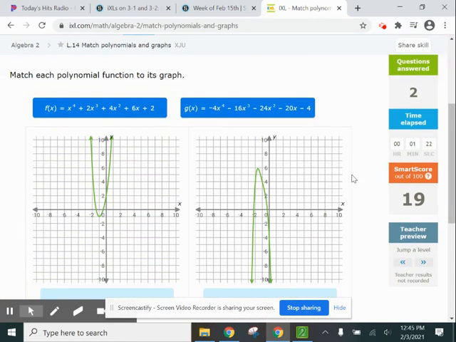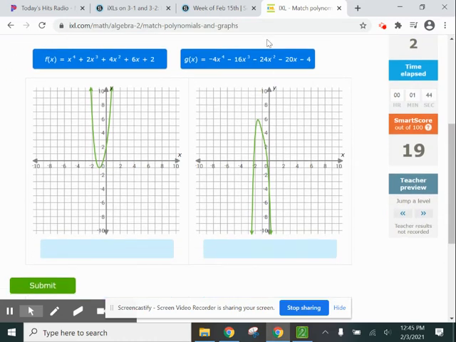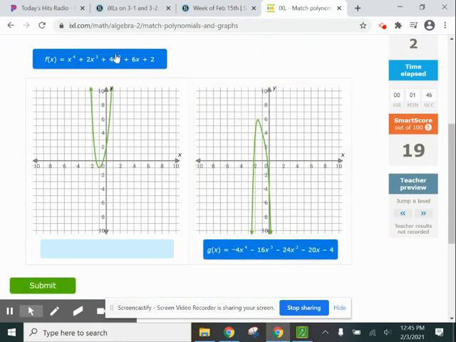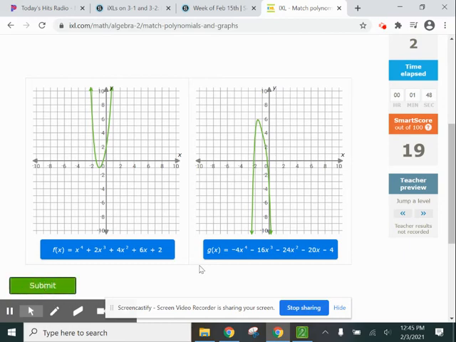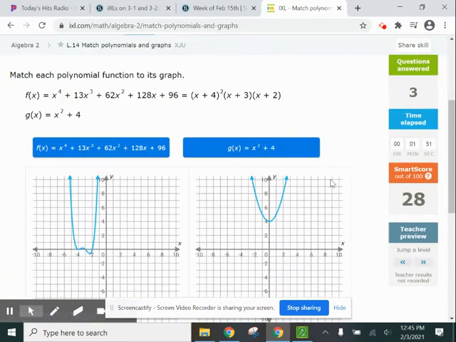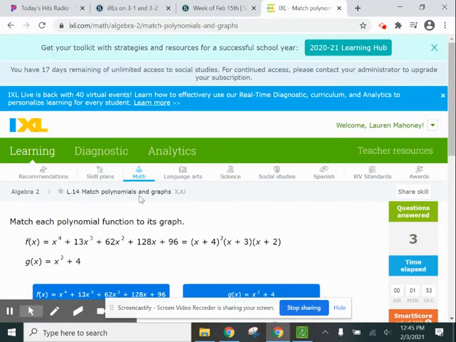You can also use y-intercepts. The y-intercept is the number at the end of your polynomial, and that's where you have to cross the y-axis. So you notice at this one, there's a 2 at the end. This one has a negative 4 at the end. Well, if I look at this equation over here on the left, it looks like it's crossing at a positive 2. And on the right, it's crossing down at negative 4. So that's where those are going to line up. And that's going to be how you complete these problems.